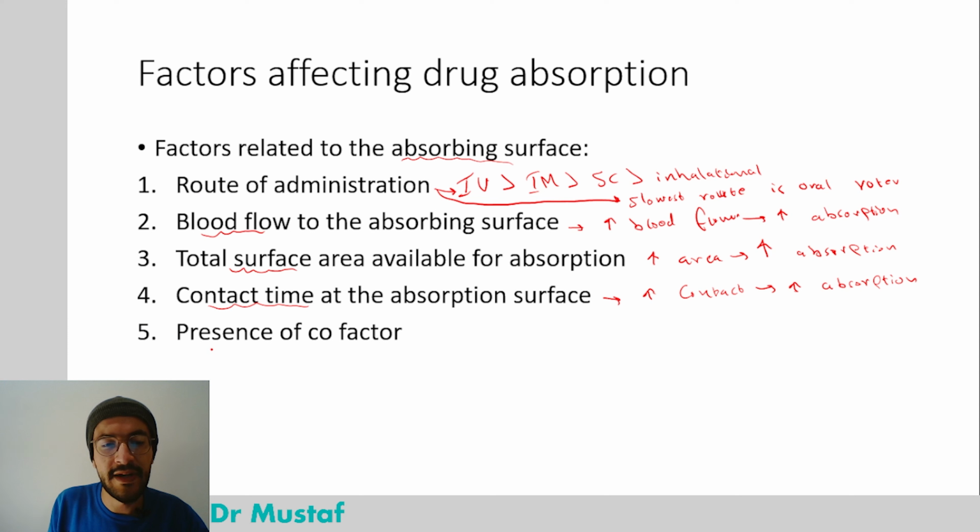And the fifth factor is the presence of a cofactor, a cofactor that helps the absorption. An example is the apoferritin system in the stomach. The apoferritin system helps the absorption of iron, increasing the absorption of iron.